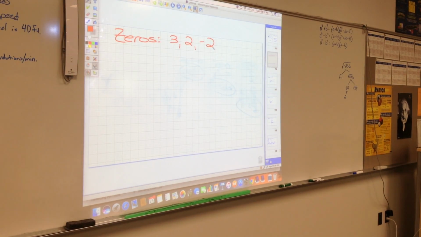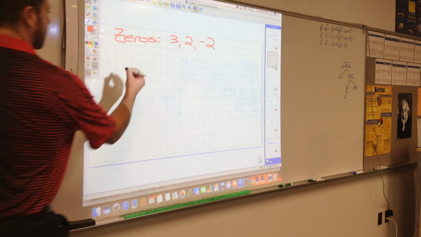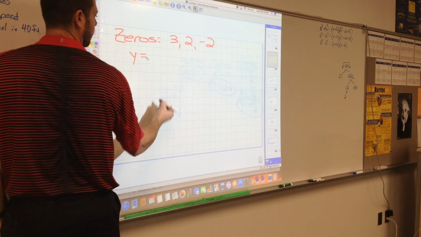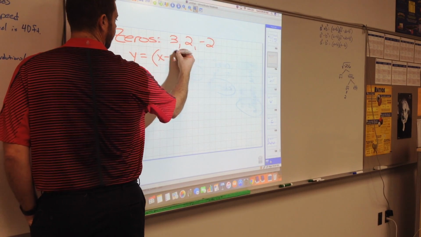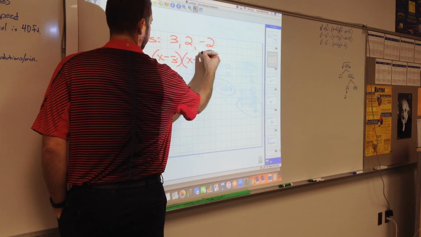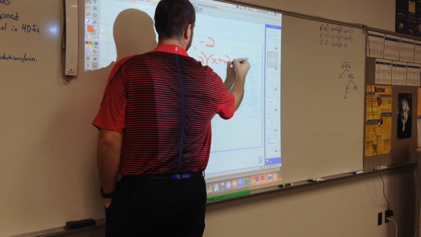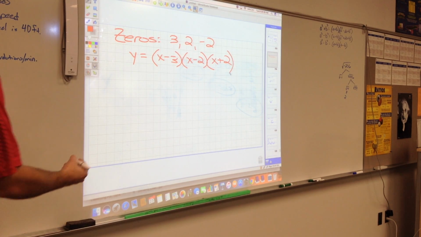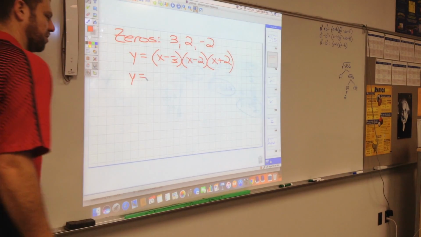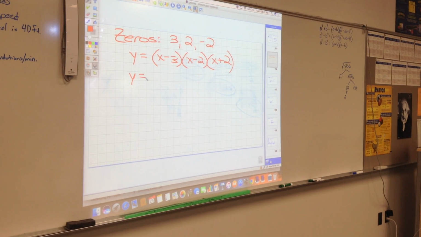So I give you the zeros, you have to come up with the polynomial. How would you start it? x minus 3. Write it in what form? Factored form. So x minus 3, x minus 2, x plus 2. Now, not bad practice to multiply that out. I don't know that you necessarily have to do that on all of them. That might get a little bit redundant, but maybe on a couple of them, practice that.